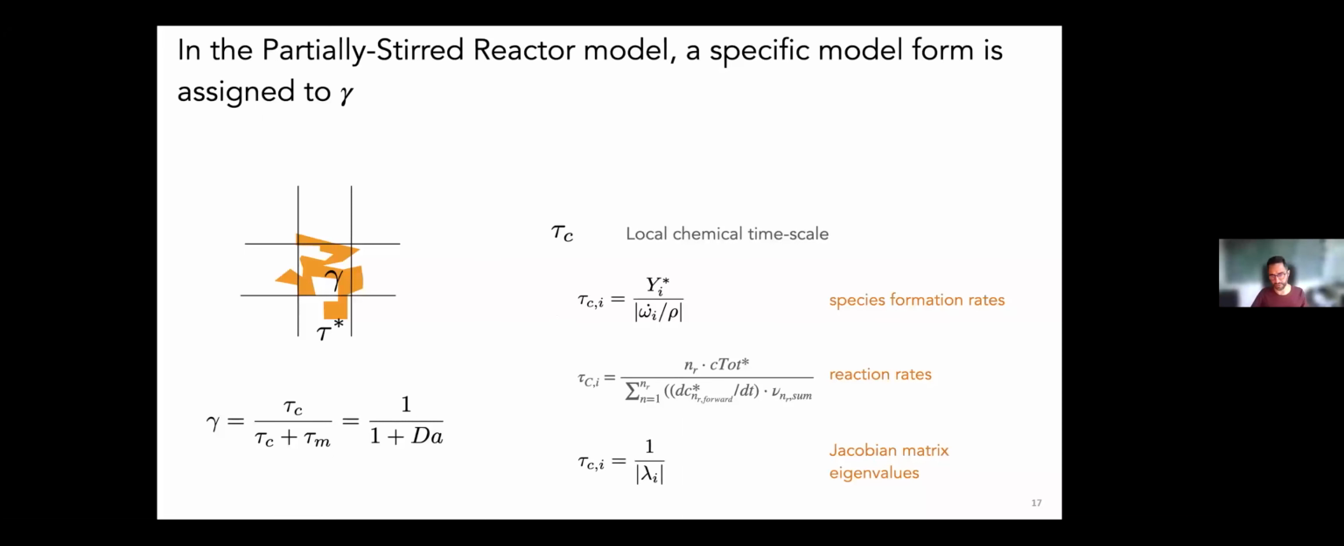Now the challenge is how you actually get these characteristic scales, because we have moved the burden of modeling from the cascade model, if you compare to EDC, to having a model for this tau C and tau M. For the tau C, you have several choices, and these are the ones we used in our OpenFOAM implementation. You can base this chemical time scale on the reaction rates, or on the species formation rates, as you see here, or do something more involved and costly, which is finding the Jacobian matrix eigenvalues and then looking at the controlling scales.